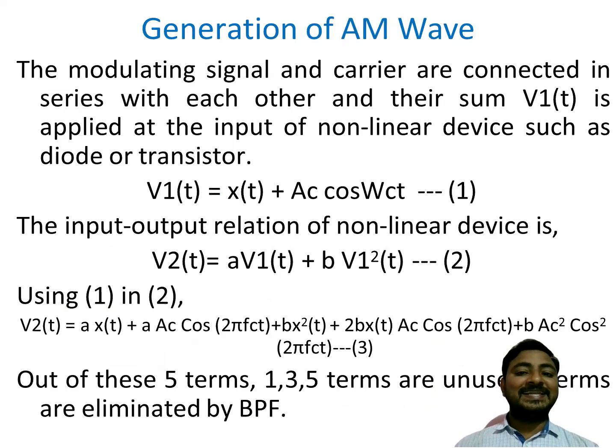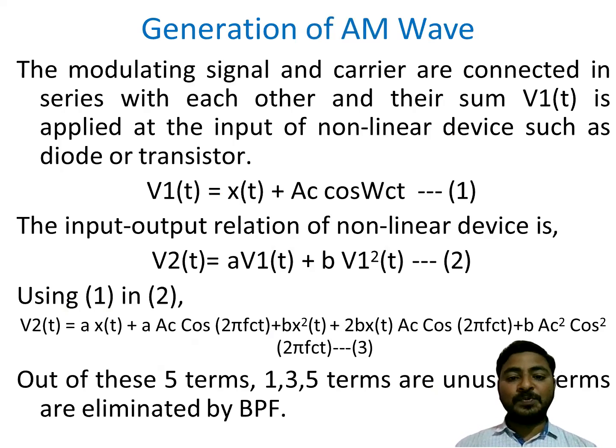The modulating signal and carrier signal are connected in series with each other, giving some V1. V1 is applied to the input of the non-linear device. The non-linear device can be a diode or transistor. Then the input is V1, which is nothing but the message signal added to the carrier signal. The message signal is represented with x(t) and the carrier signal is represented with Ac cos ωct.